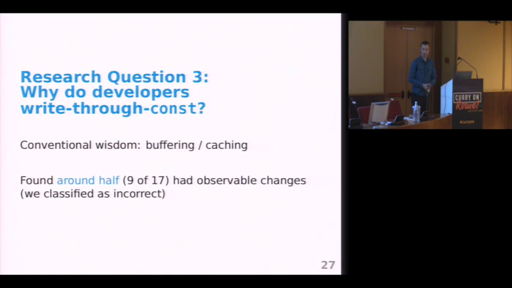The final and most important question we asked ourselves is, why are developers writing through const? Like in the example I showed before, the conventional wisdom that everyone kind of has is that buffering and caching is a perfectly valid reason to write through const. What we found, however, is that around half, or 9 of our 17 cases, actually had observable changes, which we classified as being incorrect.